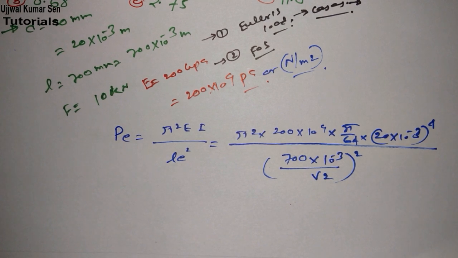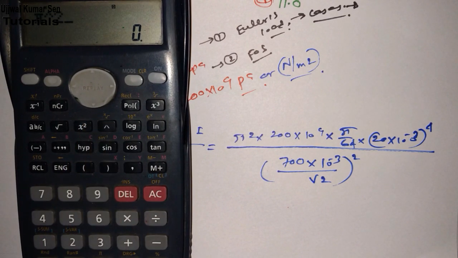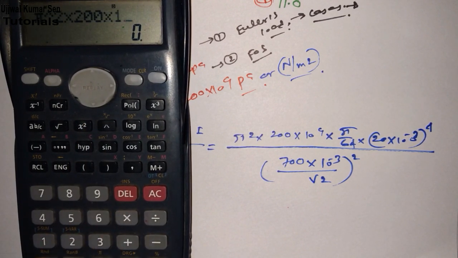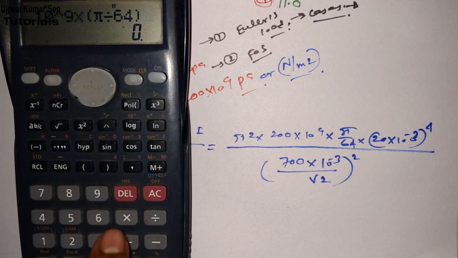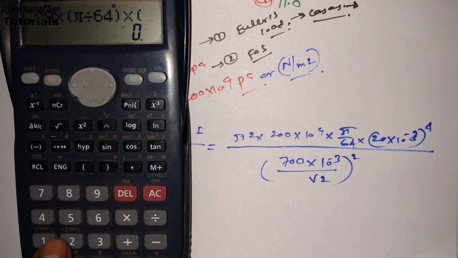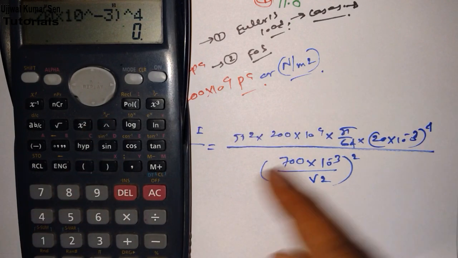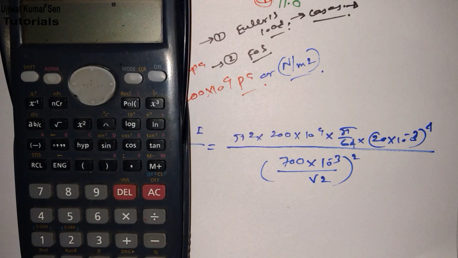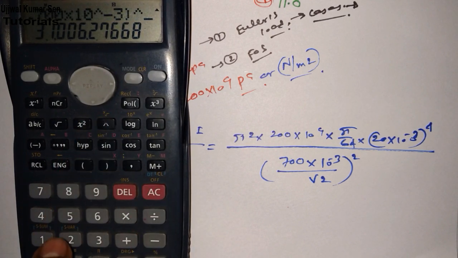Is there any need to solve the numerical problem? Yes, definitely I would solve. So pi square × 200 × 10^9 × pi divided by 64 × 20 × 10^-3 whole to the power 4. This will go upside, so multiplied by 2, divided by 700 × 10^-3 whole square. So how much are we getting exactly?